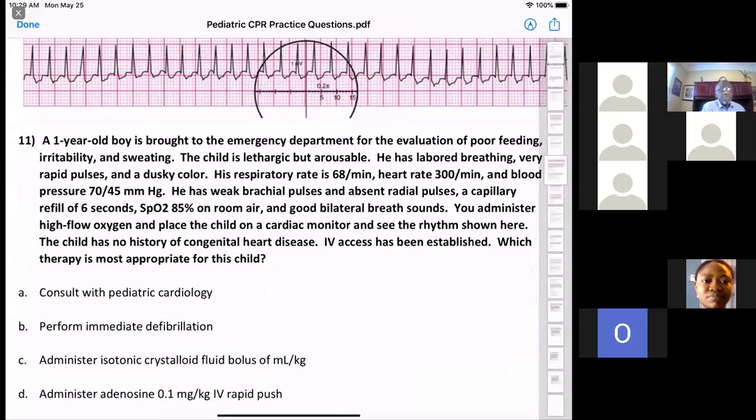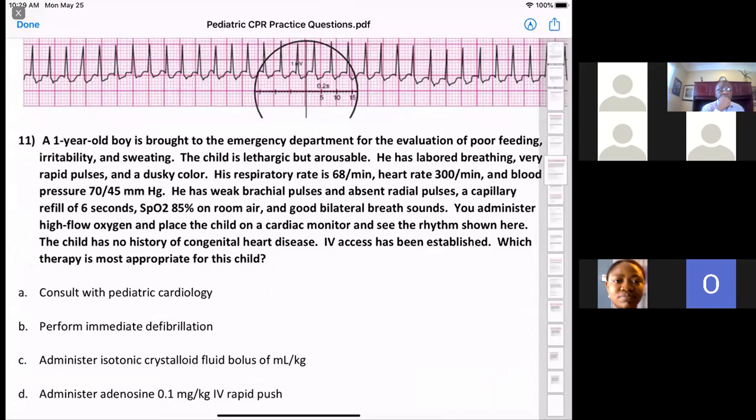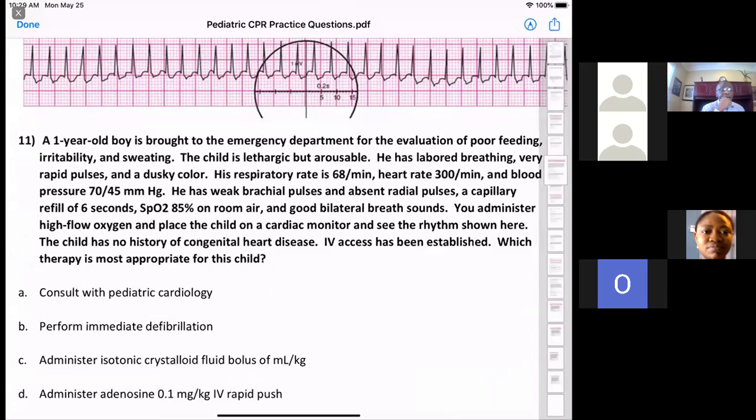A 1-year-old is brought to the emergency department for the evaluation of poor feeding, irritability, and sweating. The child is lethargic but arousable. He has labored breathing, very rapid pulses, and a dusky color. His respiratory rate is 68 per minute. His heart rate is 300 per minute, and his blood pressure is 70/45. He has weak brachial pulses.